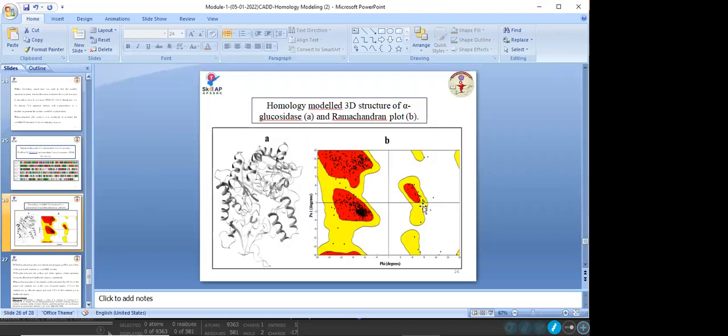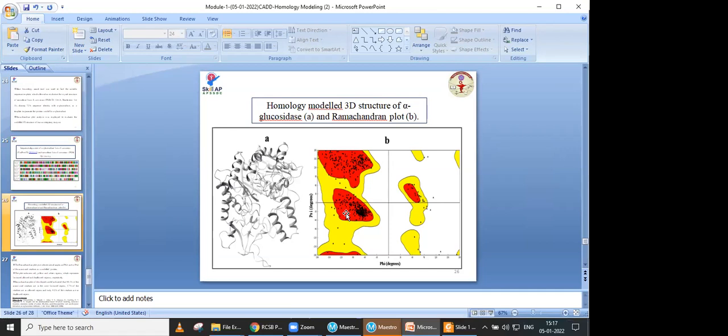Right. In this presentation, we already have seen this is the Ramachandran plot for the alpha glucosidase enzyme, which we have prepared through the homology modeling technique. And here you can see most of the amino acids are in the energetically favorable region, that is the red region. Very few amino acids are out of that region. So we can say that our prepared model is good.